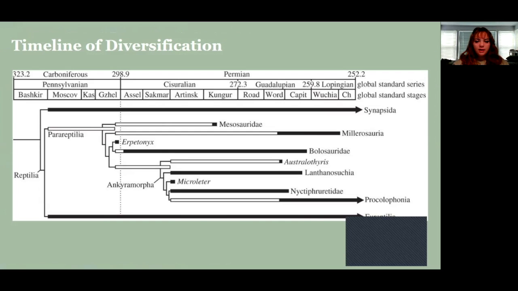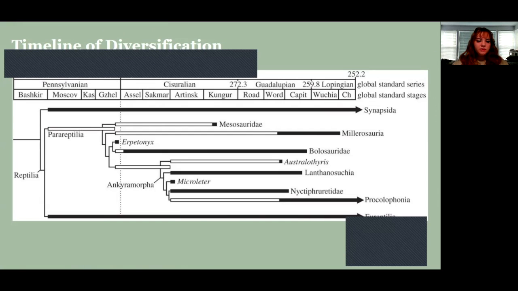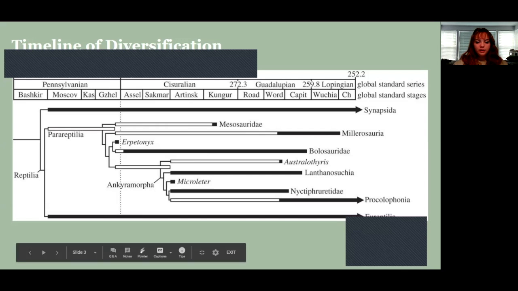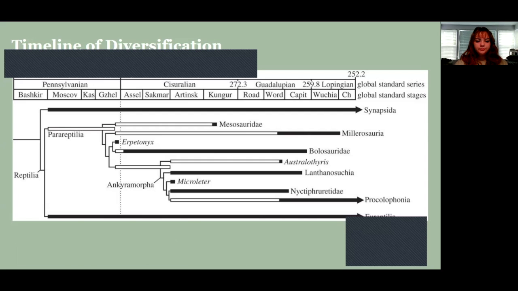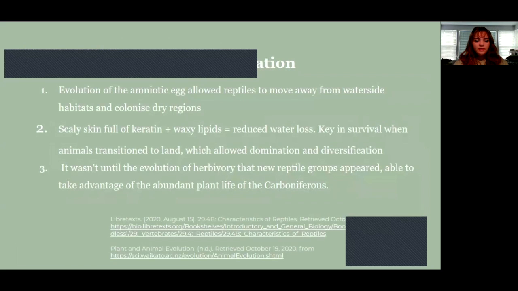Here we have a timeline of the diversification. As you can see, the first branching is early in the Carboniferous, and as time moves on into the Permian, we have further branching, which indicates further diversification. Some of the main factors leading to diversification are as follows.